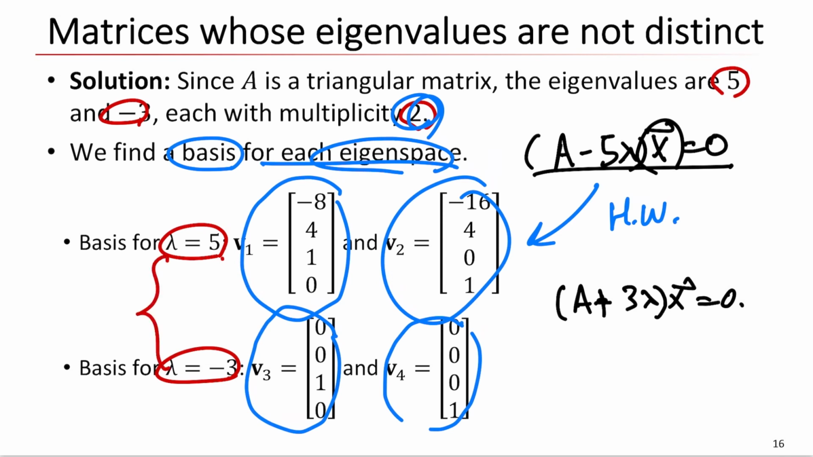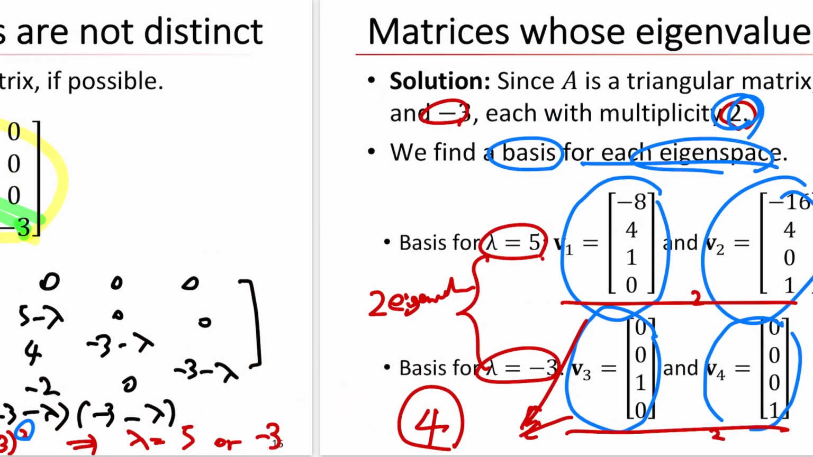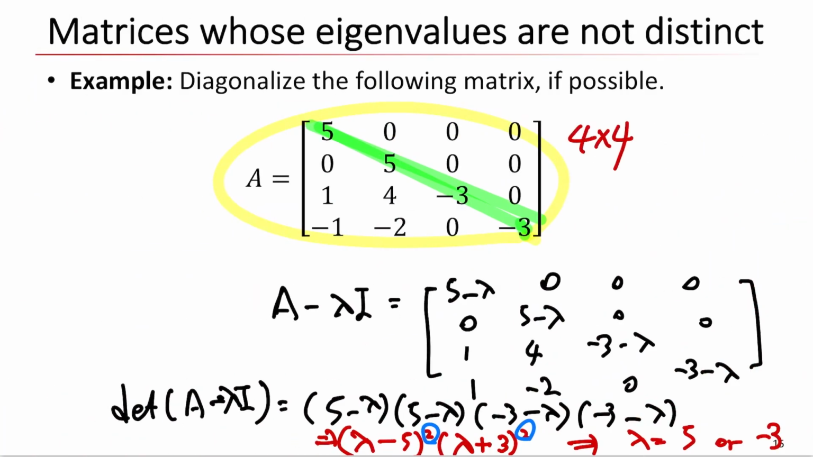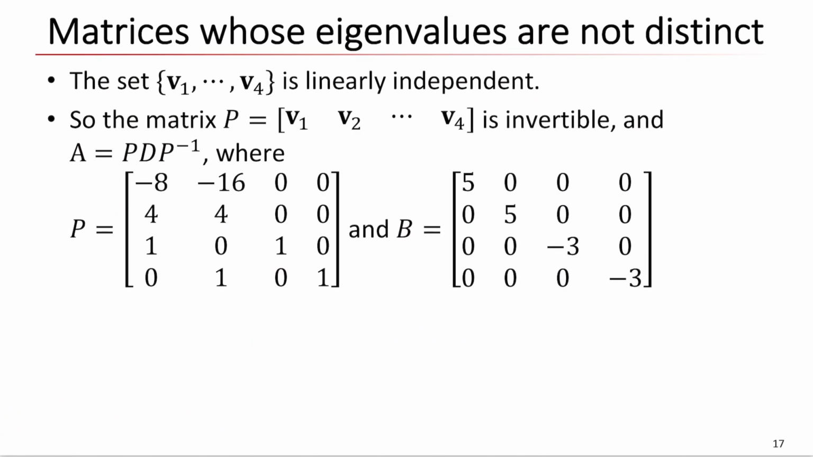So even though there are only two eigenvalues, the sum of the basis sizes for each eigenspace, 2 in this case and 2 in this case, gives a total number of eigenvectors of 4, right? Because this is a 4 by 4 case, we can say that this matrix A is still diagonalizable with the matrix P, something like this.